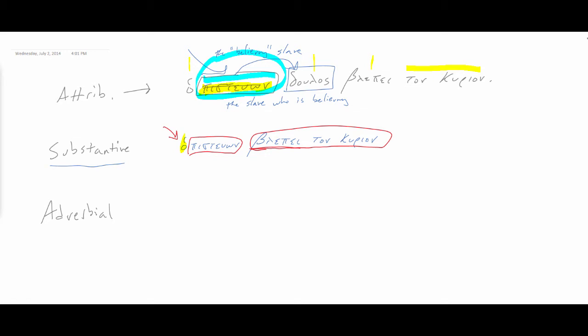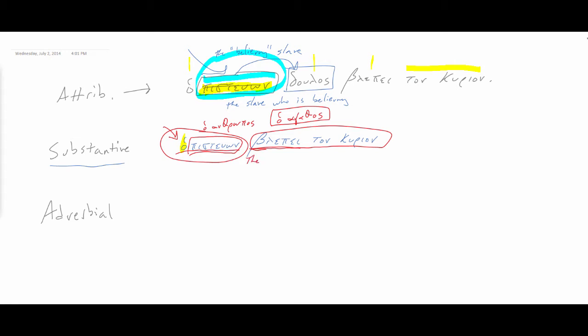And we could have a noun here. We could say, ho anthrōpos, the man is seeing the Lord. But instead, we have a participle standing in for the noun. It's very similar to using the adjective. You could say, ho agathos, the good one. The good man is seeing the Lord, using the adjective substantively. But instead, we're using a verbal adjective substantively. And so it's the believing one.